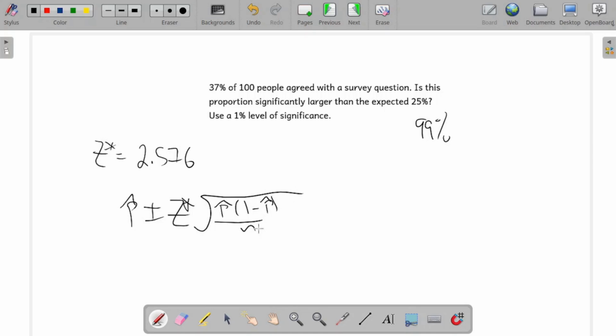Pardon me, my handwriting's a bit terrible today. Let's just get that out of there and try a little bit better. There we go.